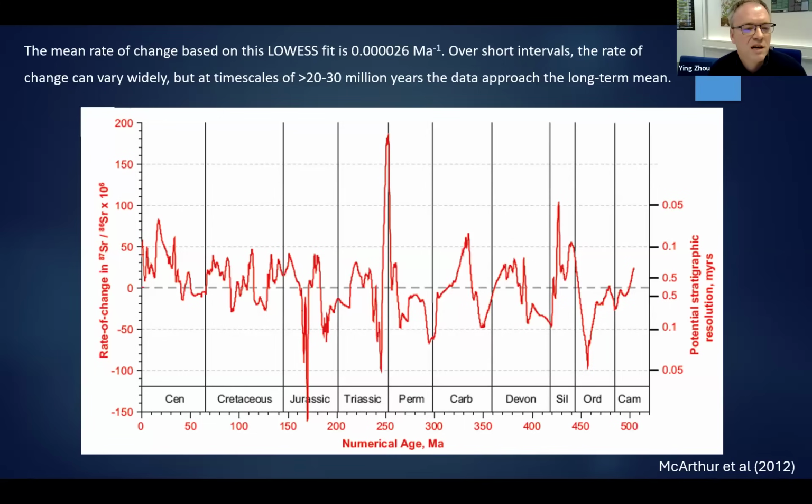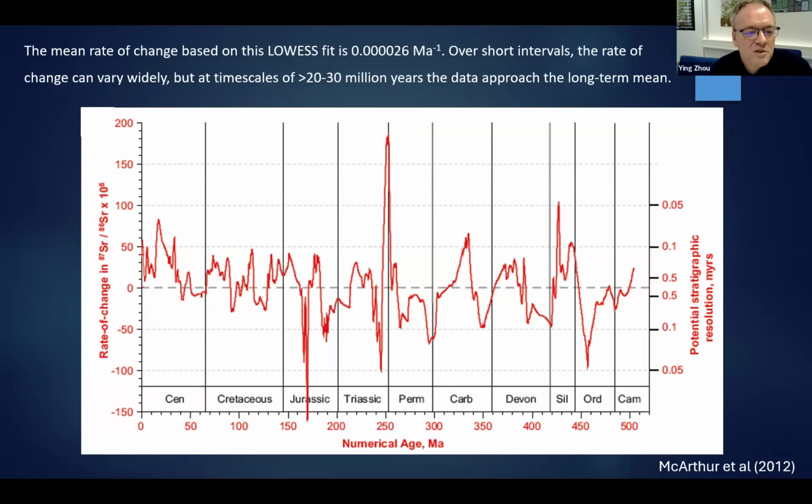The other interesting thing about this plot is that if you look at longer timescales of 20 to 30 million years, the actual average rate of change, whether it's going up or down, doesn't matter, is actually pretty consistent at 26 times 10 to the minus 6 per million years. And that's an indication that the strontium concentration, and therefore the ocean residence time of strontium, has never been radically different from the current day. If you were to draw this back through the Neoproterozoic, I think you'd get a pretty similar picture.